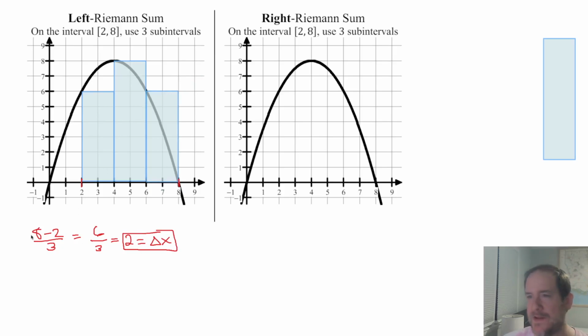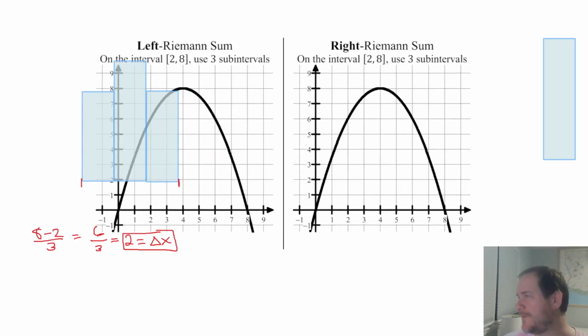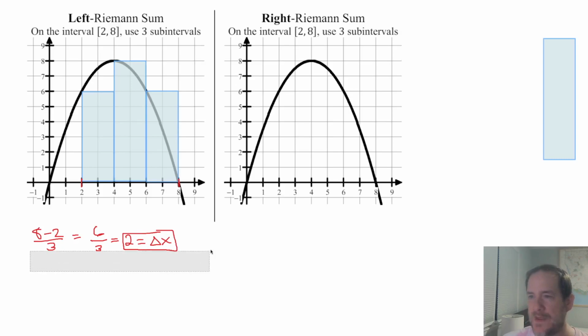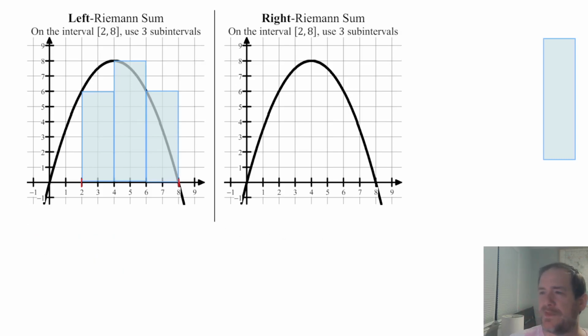Looking at this now, if I wanted to find this area, I would just take the area of those 3 rectangles and add them together. Now all of them have a width of 2. We just talked about how to find that width. And all of them have heights that are given by the function. So pretend for a moment this function was called f of x. Then the height of this rectangle would be f of 2, right? Whatever the value of the function is at 2. And we can see that number is 6.